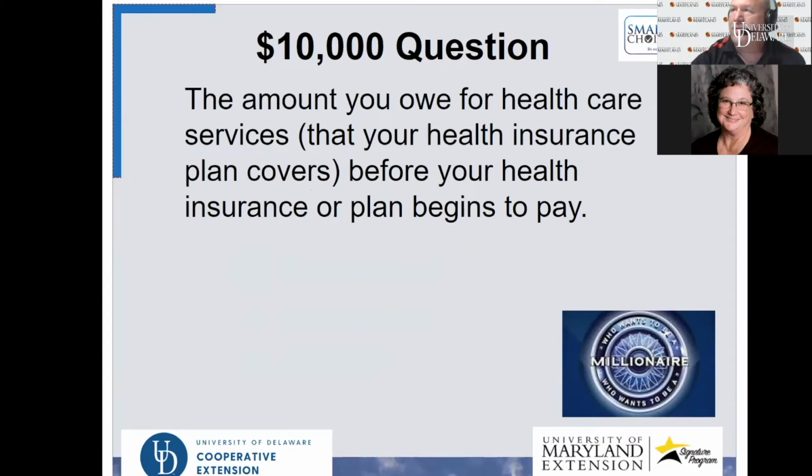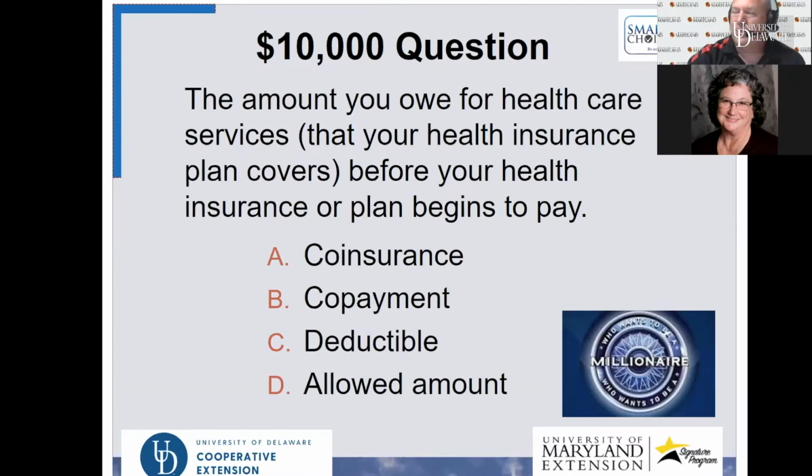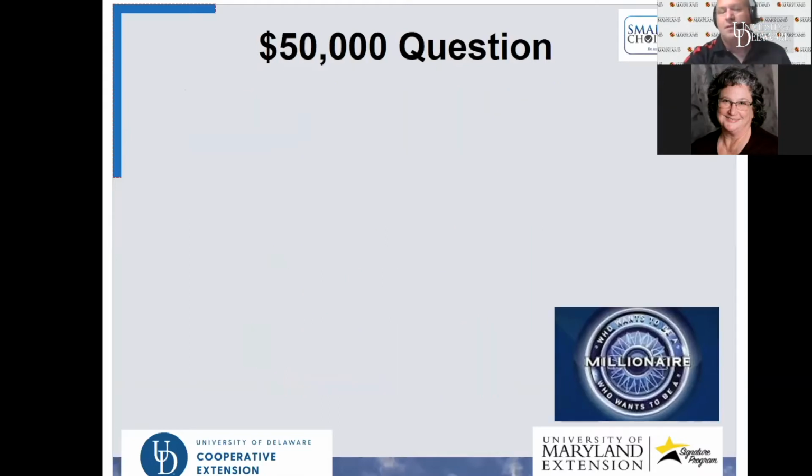The amount you owe for healthcare services that your health insurance plan covers before your health insurance or plan begins to pay. And your options are coinsurance, copayment, deductible, and allowed amount. C's and deductible, absolutely correct. Correct.